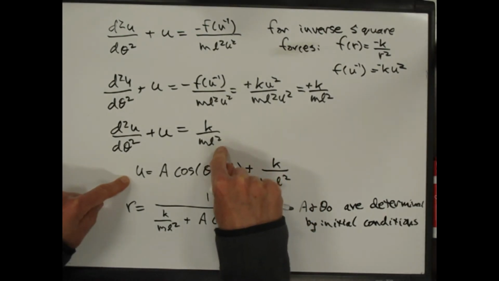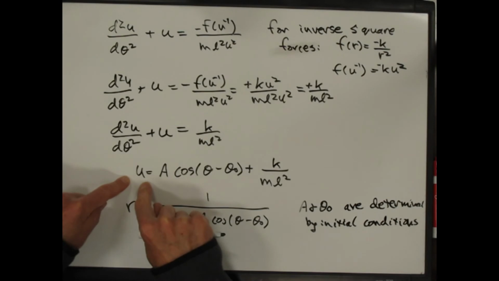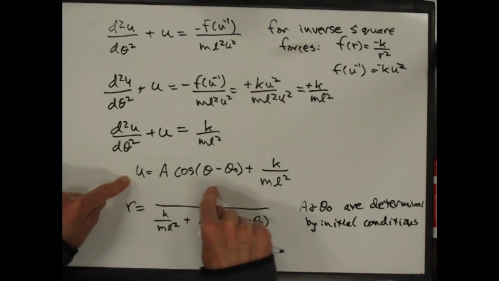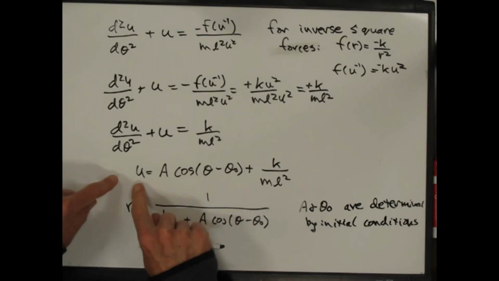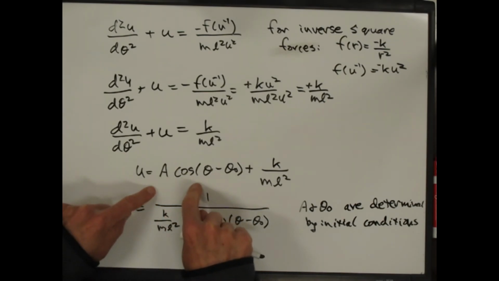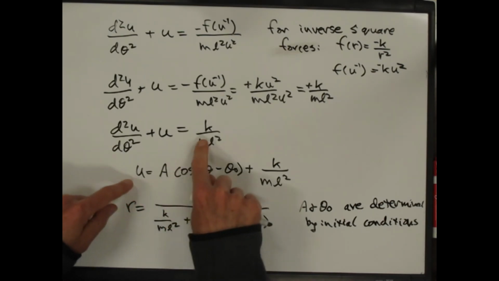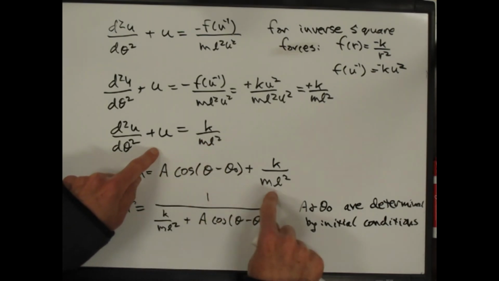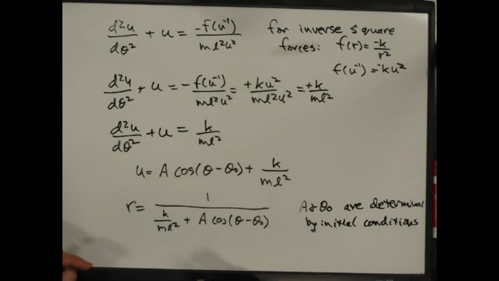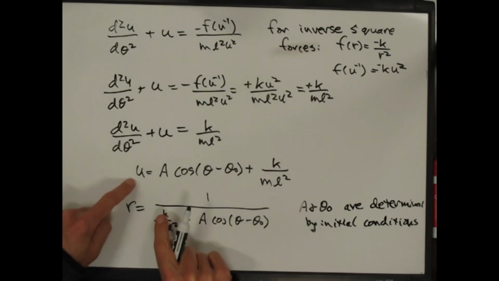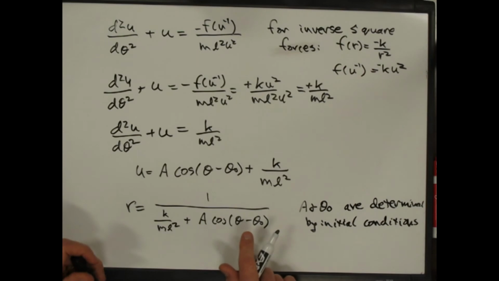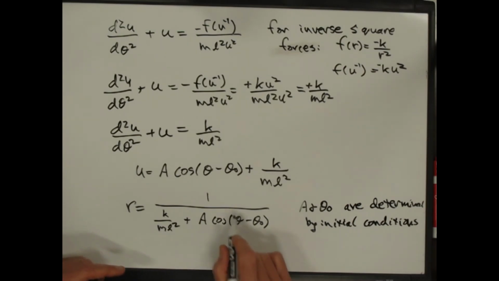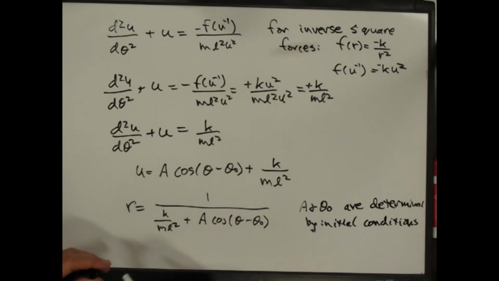And so when I take the second derivative of u, this piece goes away, and I just get the negative cosine, and the u will carry this term, which will cancel that term, and so the whole thing will be 0. And so this is 1 over r, and so r ends up being 1 over this whole thing. And then a and theta naught are determined by initial conditions. And so we'll work with this solution a little bit.